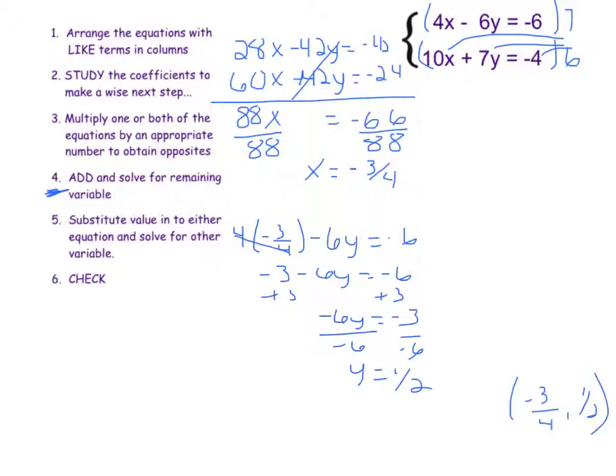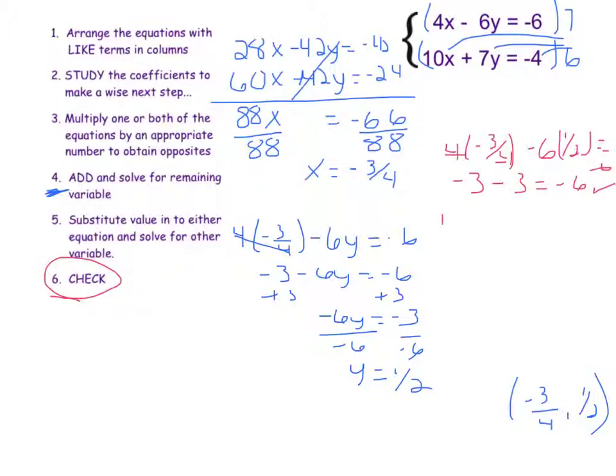So anytime you get a fraction, I know that you guys are thinking, I must have done something wrong. Make sure you check, even if you don't get a fraction. So I'm going to check both of my equations. So I have 4 times negative 3/4 minus 6 times 1/2, and I'm hoping that it equals a negative 6. My 4's cancel, so I have negative 3 minus 1/2 of 6 is 3. So negative 3 minus 3 is a negative 6, so that checks out.